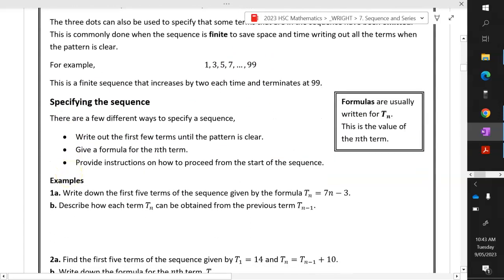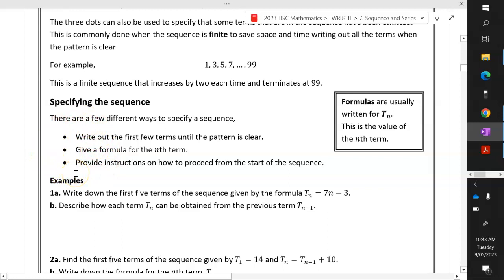Okay, so specifying a sequence. There are different ways to specify a sequence. We write out the first few terms until the pattern is clear, and then we can do our 3 dots. We could give a formula for the nth term, or provide instructions on how to proceed from the start of the sequence. Now, these 3 things you've actually commonly looked at before in maths.